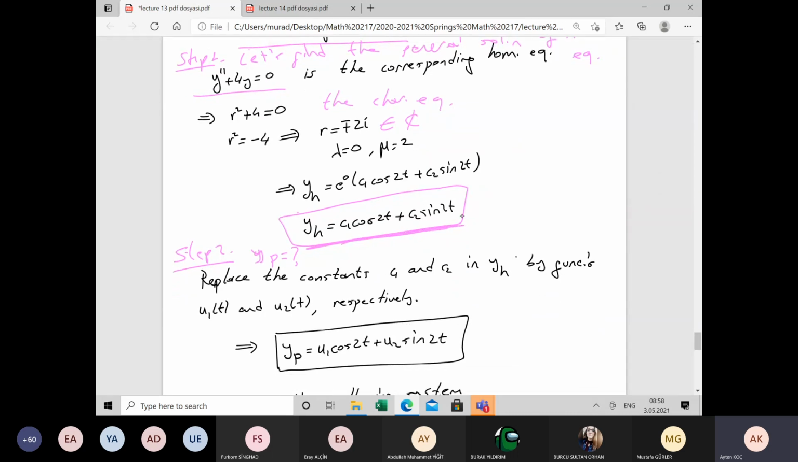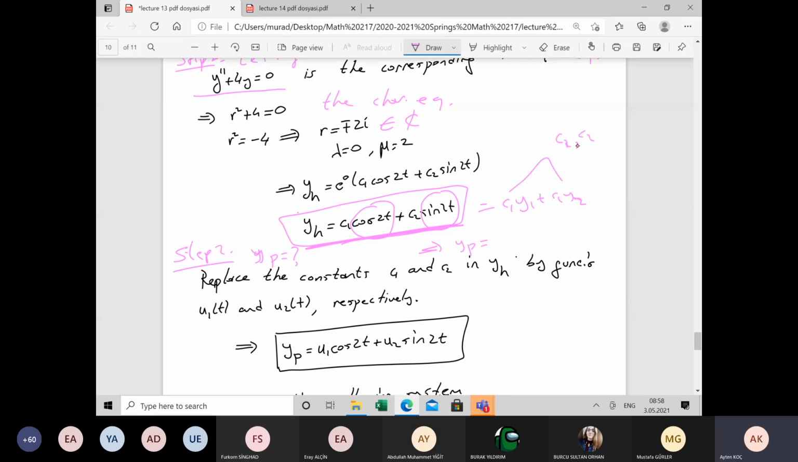Look at the homogeneous part. The general solution of the homogeneous part is C1 y sub 1 plus C2 y sub 2, where y sub 1 is this one and y sub 2 is this one. So what's the particular solution? Here we know that C1 and C2 are constants.